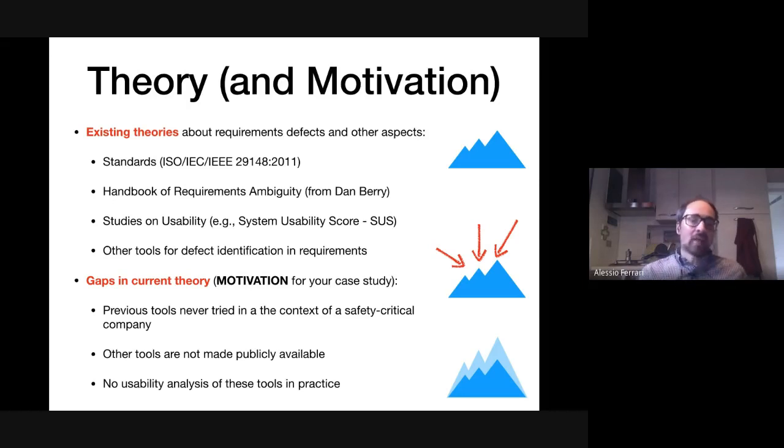Or at the same time, there was no usability analysis of the existing tools in practice, so your contribution is towards usability, or all these gaps altogether. So these are all the motivations that already set somehow the gap that you want to cover in the theory. Okay, and the outcome, a vague definition of the extension of the scope of validity of the existing theory on requirements defects.